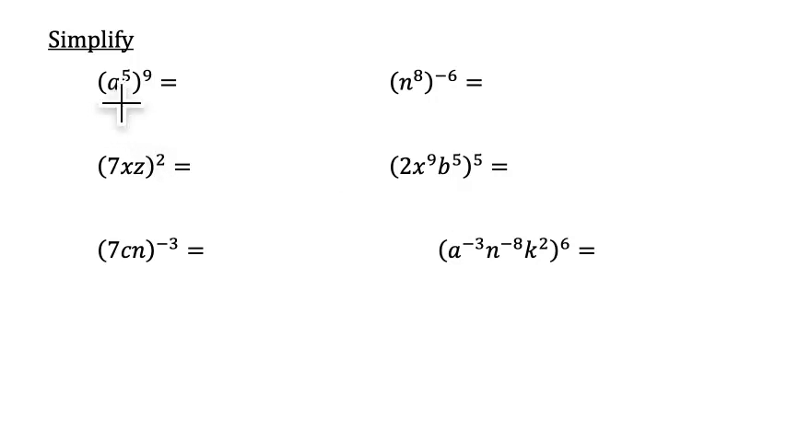All right, so here we have an exponential expression raised to a power, so this is where we multiply. So this would be a to the 45th power. Good thing we didn't have to write that out the long way. Here we multiply again. We have an exponential number or expression raised to another power. So it'd be n to the negative 48th power.